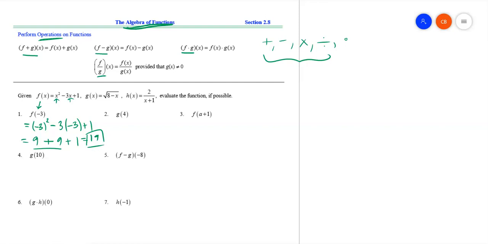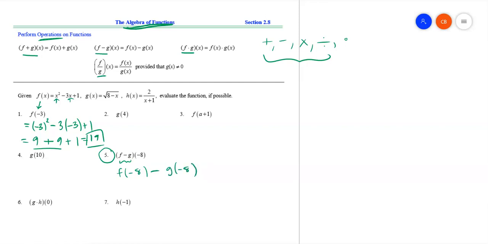Now, what about if we wanted to find one of these, like I'm looking at number 5, I would like to take a look at this example, because there's a couple of different ways that we could think about this one, and I want to look at both ways. When you have this function f minus g of negative 8, basically what we're dealing with is we want to take f of negative 8 and then subtract g of negative 8.